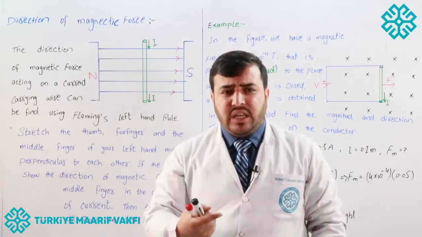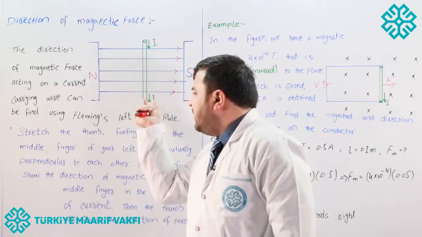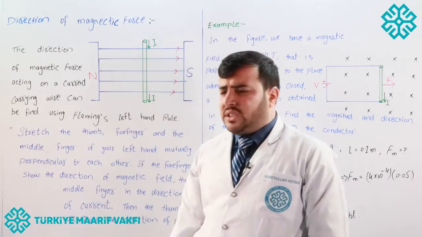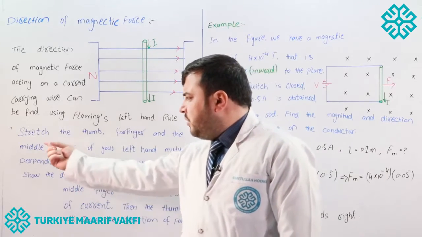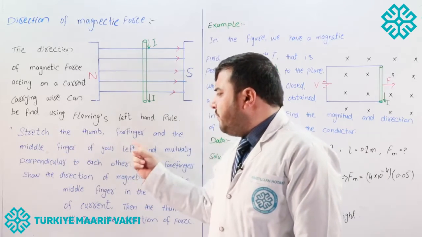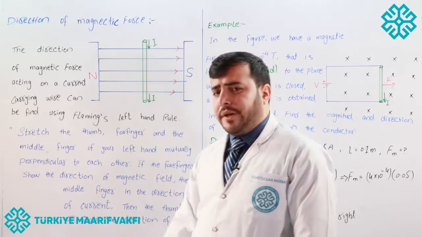So by reversing the direction of the current, the direction of the force will also be reversed. Now let's have a look at the statement of Fleming's left hand rule. Stretch the thumb, forefinger and the middle finger.